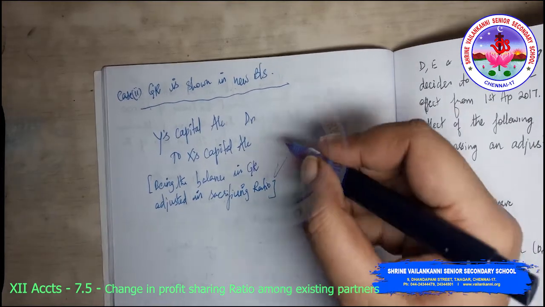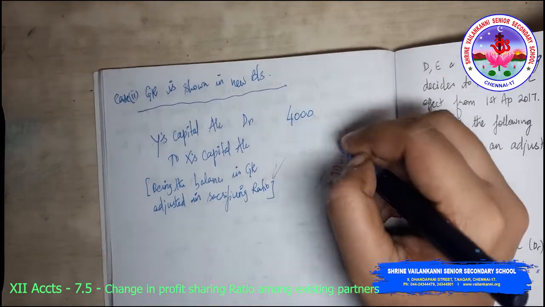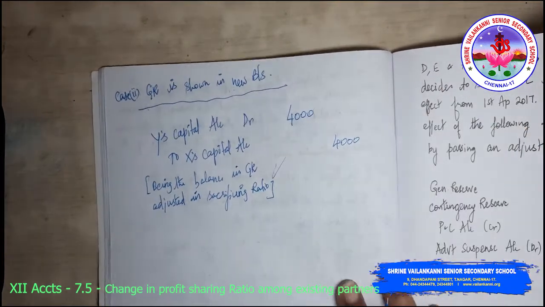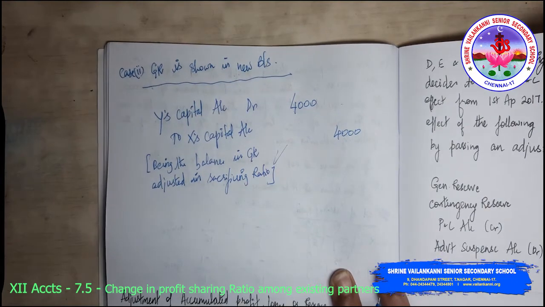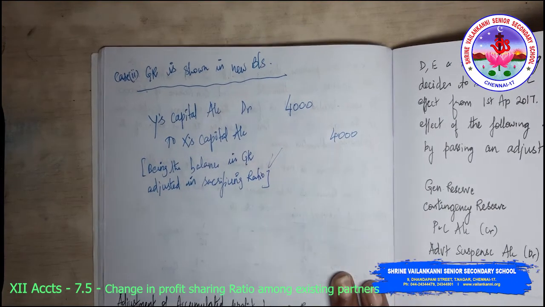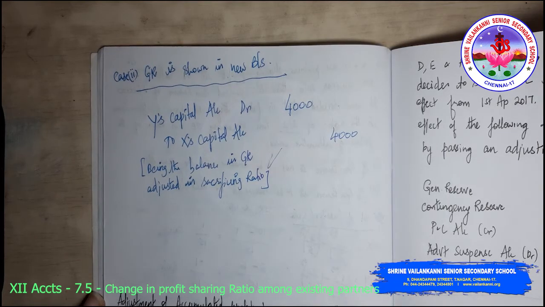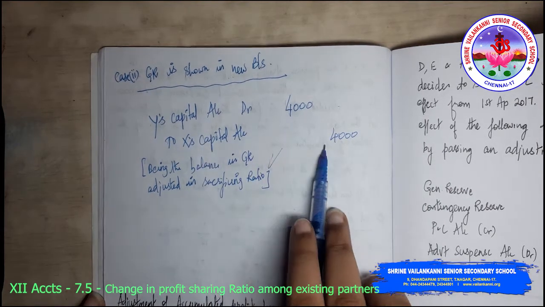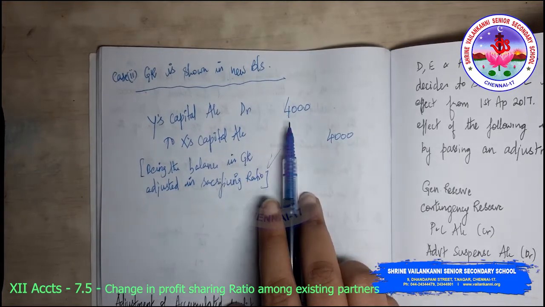Okay, so what is the balance? 4,000 and 4,000. I hope that this is clear. We are not showing this in the new balance sheet, so we just have to compensate, that's it. So that amount only I am writing.